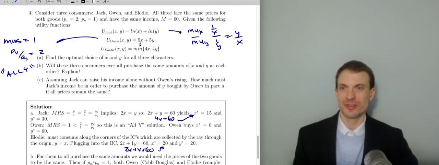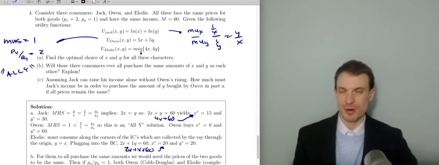What about for Owen? Owen has perfect substitutes utility, with the slope of the indifference curves being 1 because the marginal utility of x is 5, marginal utility of y is 5. So MUx over MUy is 5 over 5 is 1. MRS is 1. Price ratio is 2, px over py. So the budget constraint is steeper than the indifference curves, which is our all-y corner solution. Right? So Owen is going to exhaust the budget on y. Y costs $1. Has 60 available, so Owen's going to buy 60 units of y.